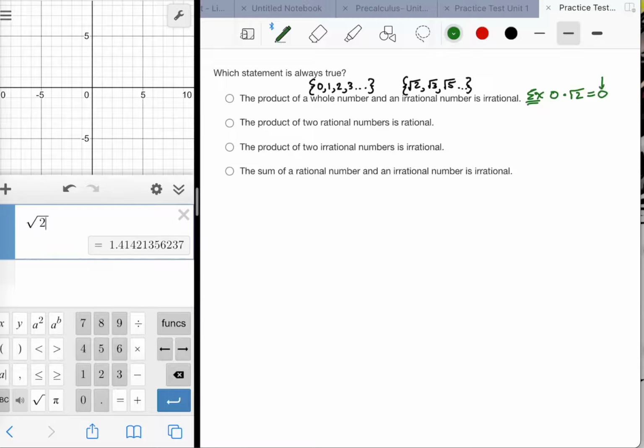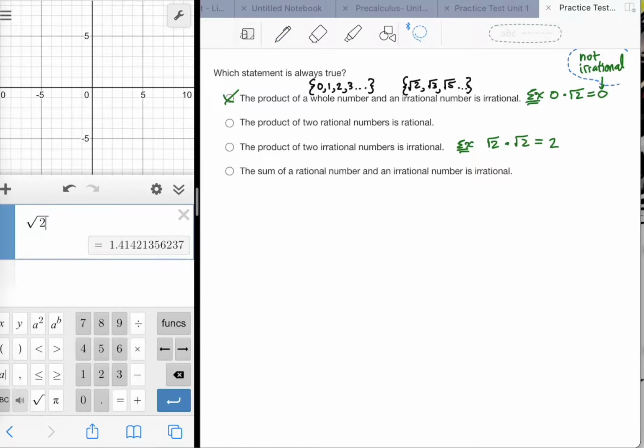So not irrational. So that's not always true, so let's get rid of that one. The other one that's not always true would be the product of two irrational numbers. That actually comes up again in the free response. So if I take, for example, radical 2 times radical 2, radical 2 times radical 2 is radical 4. Radical 4 is 2. 2 is not irrational.